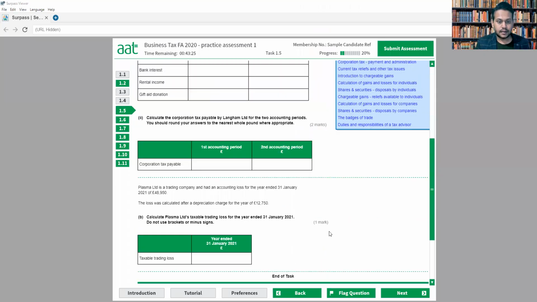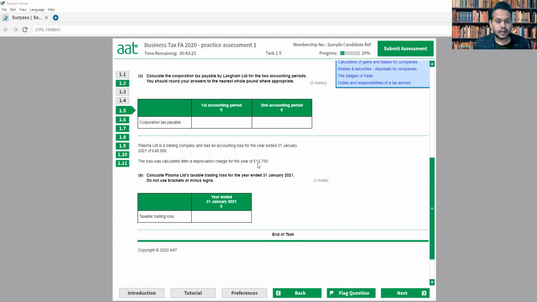The next one we have here, I'll calculate the corporation tax. Calculate the corporation tax payable for the 2 accounting periods. It's very simple. You have to find how much was the trading profit, how much was the total income, and after that you do 19%, that's it. So if you remember your trading profit for the 12 month and the 3 month.